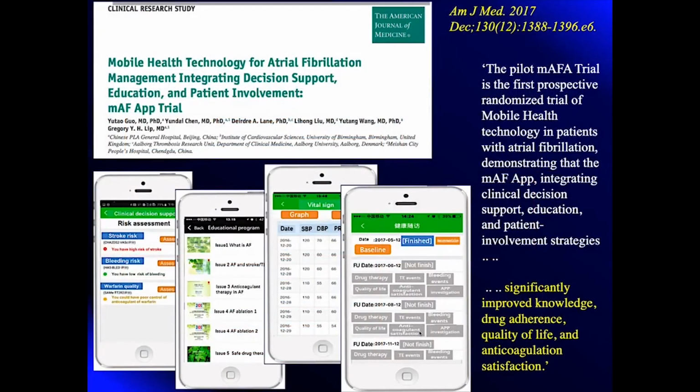In the era of smart technologies, in 2017 we performed and published a pilot using an app and smartphones which integrated clinical decision support, education and patient involvement strategies, and in this pilot this significantly improved patient knowledge, drug adherence, quality of life and satisfaction with anticoagulation. It's all very well having a concept like the ABC pathway. It's all very well having one-page leaflets and smart technologies like apps. Does it actually make a difference to patient care?